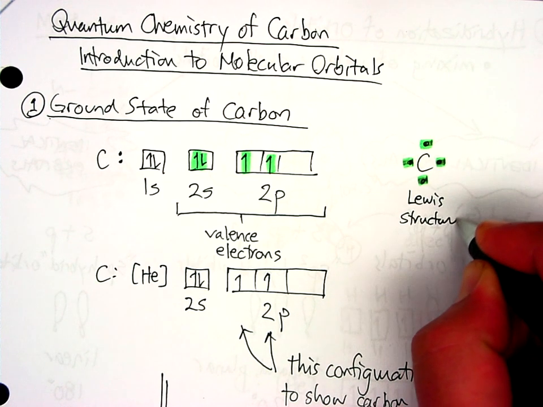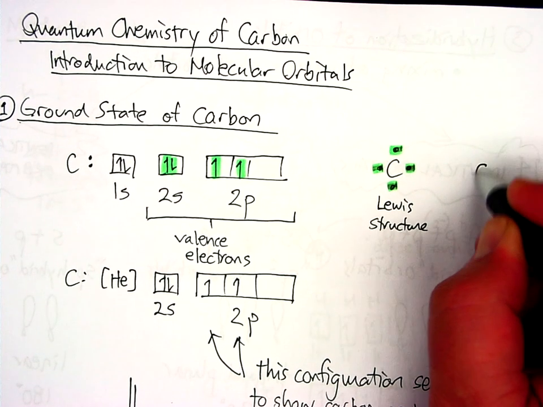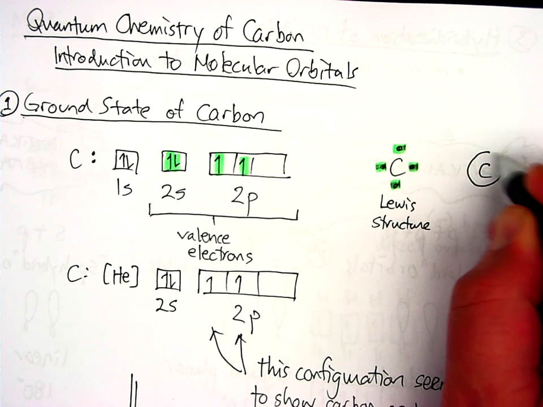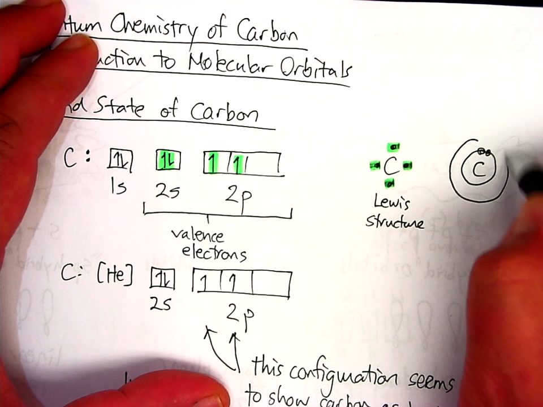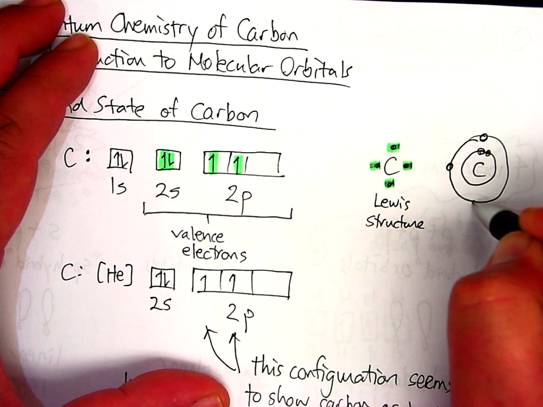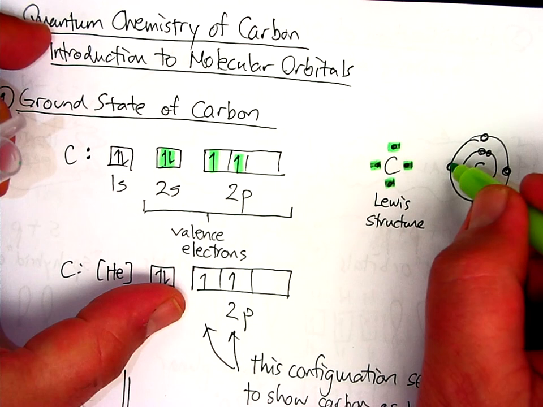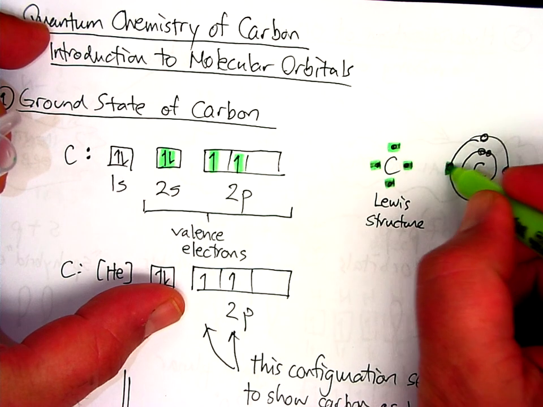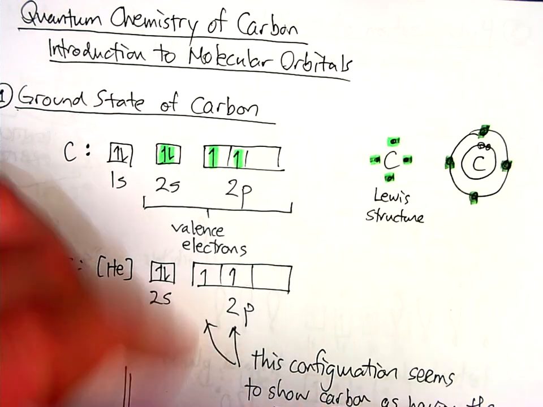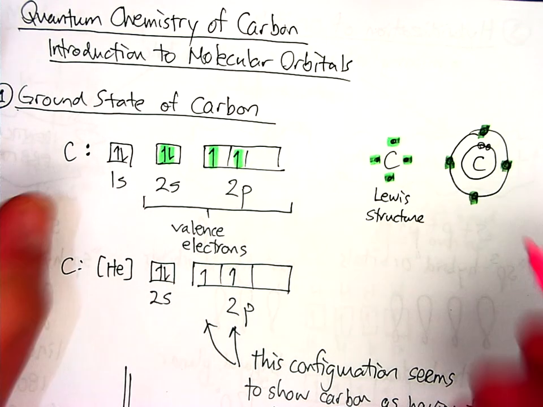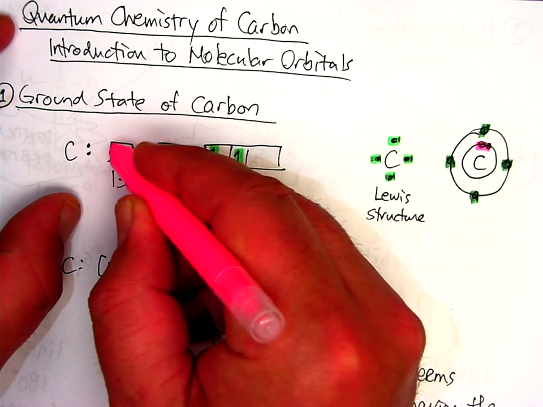We've also looked at carbon in the Bohr model, 2 electrons in the first energy level and 4 in the second energy level. These models are simpler versions or views of the atom that help us visualize where the electrons are found in comparison to the nucleus.